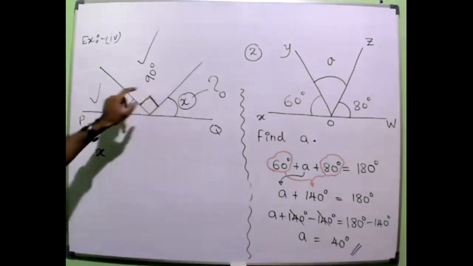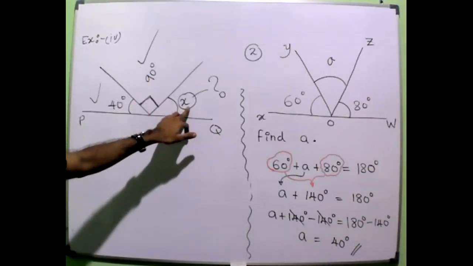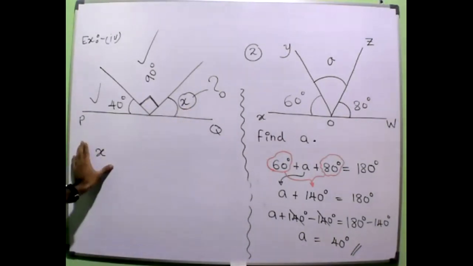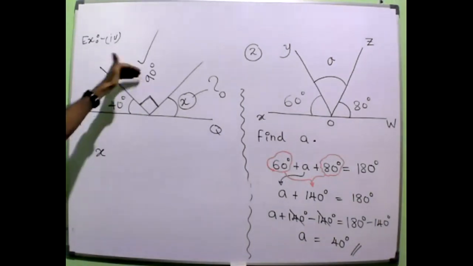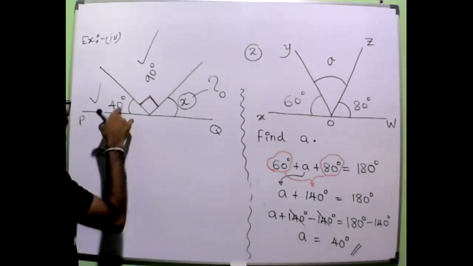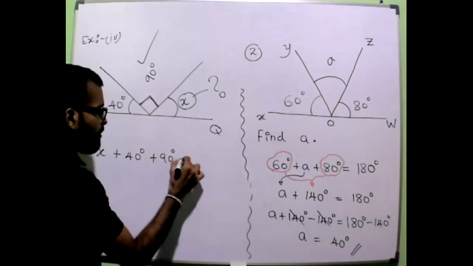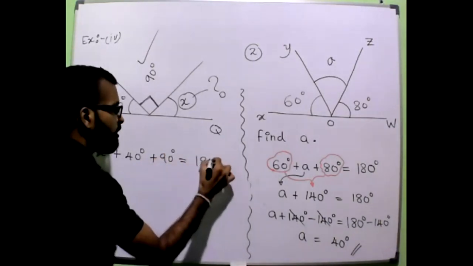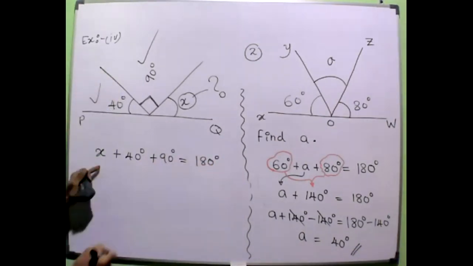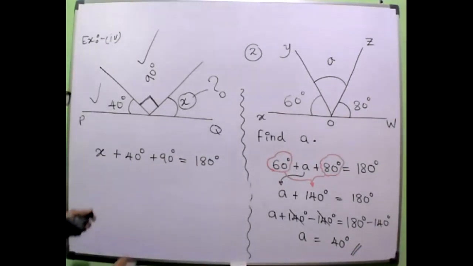That means I want to find x. I have written it down in the first place, right? Then now I am going to write the rest of the magnitudes, right? Now I have got 40, then 90 degrees. This one should be equal to 180 degrees, right? Always remember this. Then it will be easier to simplify, right?